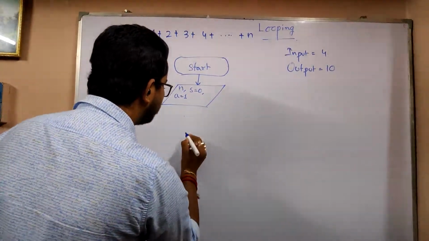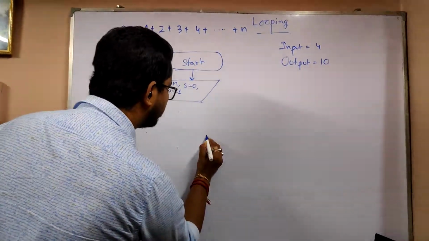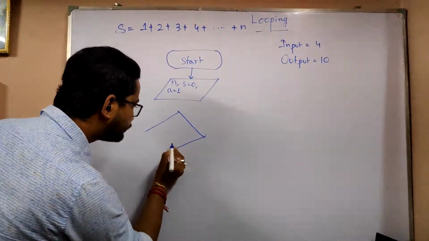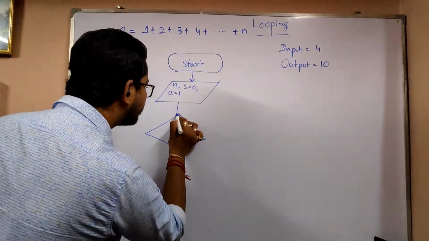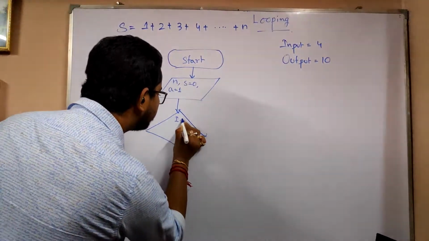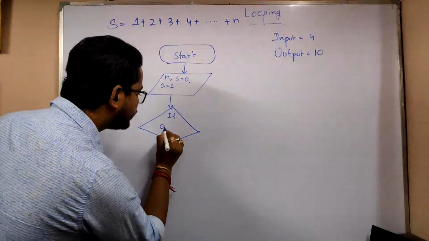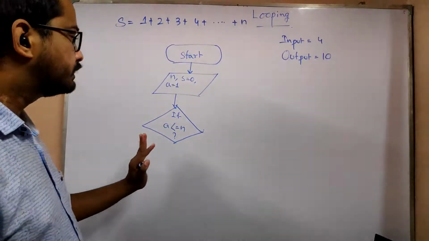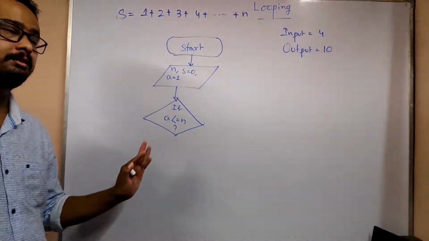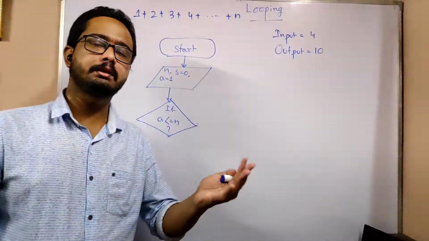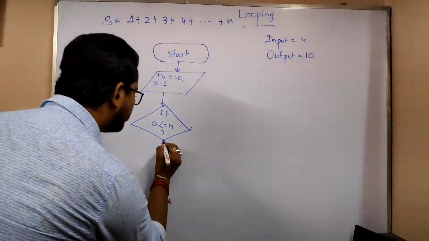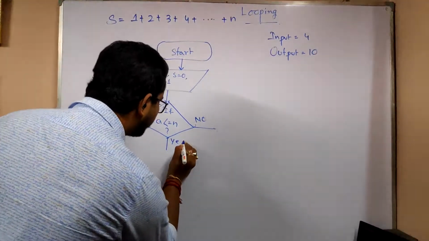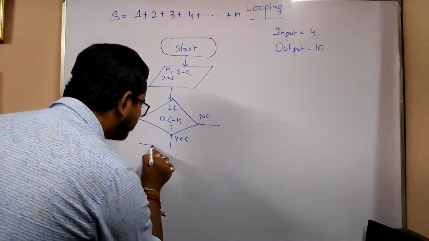After it one decision box will be there. Here we have to check whether a is less than or equal to n or not. Here in the decision box, the two-part decision is yes or no. In this way we will decide. So here will be one line for yes, another line will be for no. Let me do it, then I am explaining.